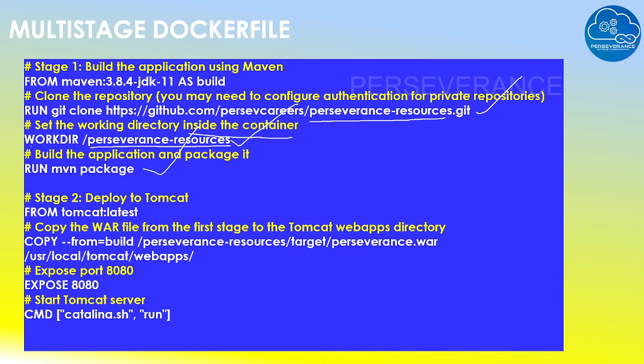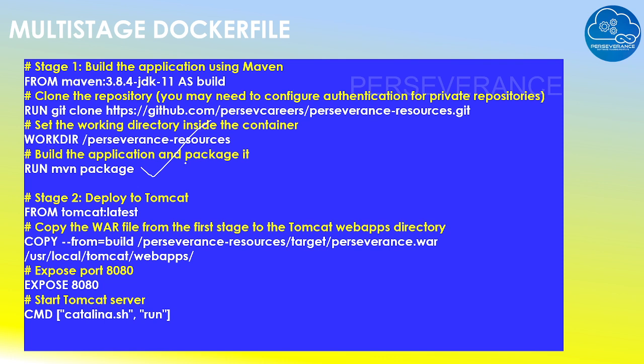This is the command for Maven. You have given the code already, right? If you want to build that code, you need to give mvn package. What it will do is build the code and generate a WAR artifact, perseverance.war artifact. Okay, fine. Now see, this first stage is done. So at this point of time, we have the perseverance.war artifact.